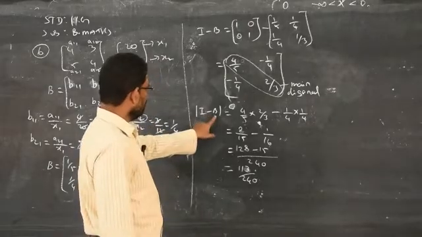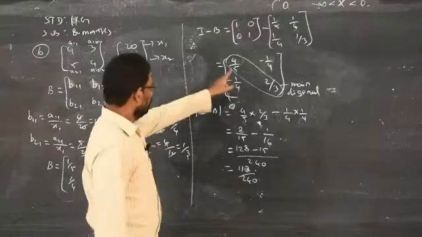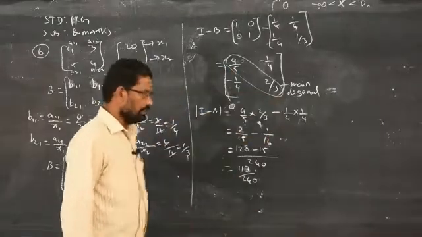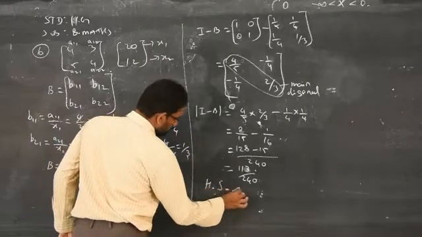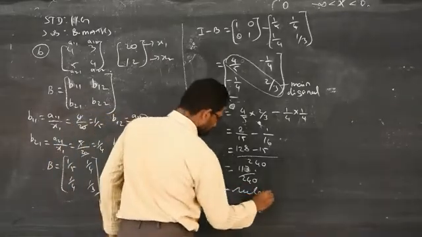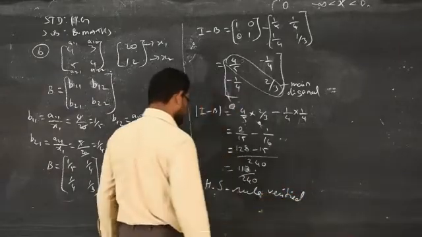Now I got I minus B. The determinant of I minus B is positive. Main diagonals are also positive. Therefore, the Hawkins-Simon rule or condition is verified, satisfied.